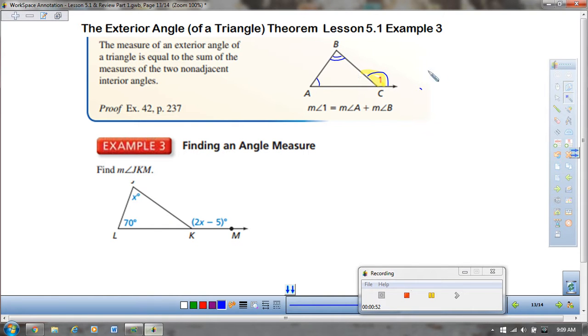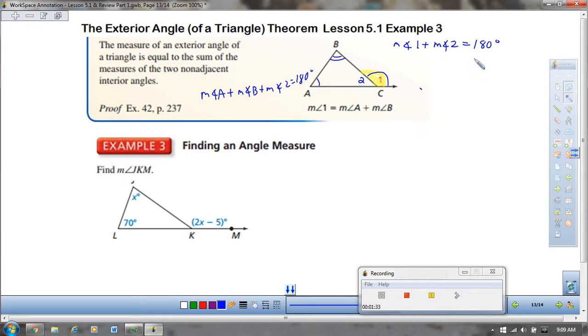So if you're looking at this, what it's doing, in a brief proof, is saying, okay, if this angle here inside the triangle is angle 2, we know that angle 1 and angle 2 added together sum to equal 180 degrees because they're a supplementary linear pair. We also know that the measure of angle A plus the measure of angle B plus the measure of angle 2 equals 180 because they're the interior angles of a triangle.